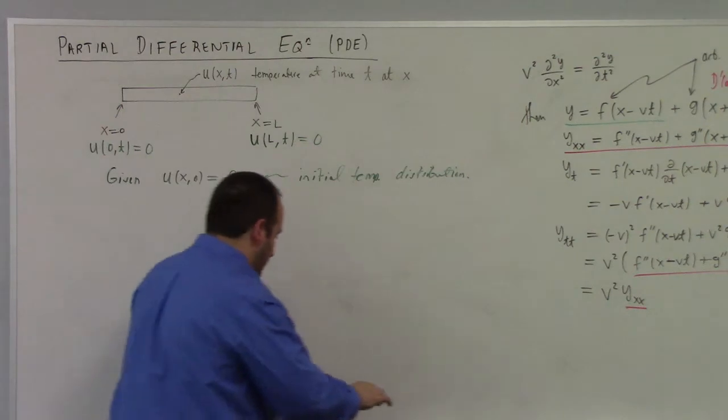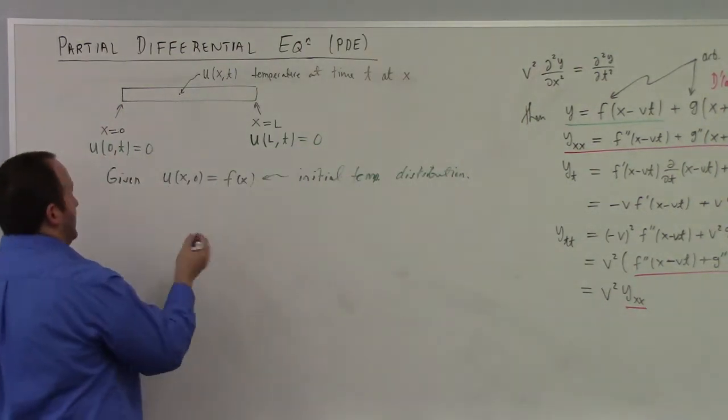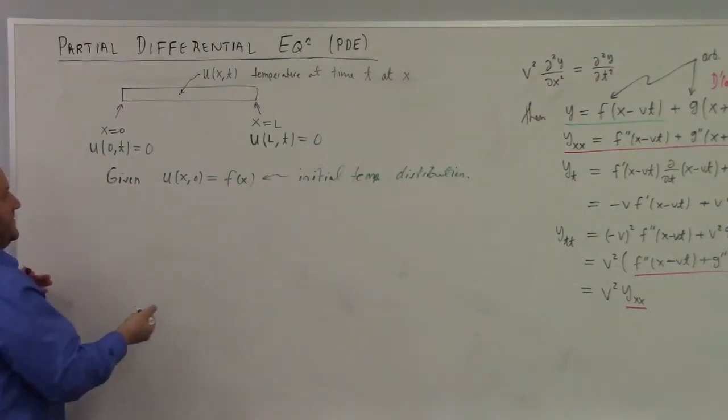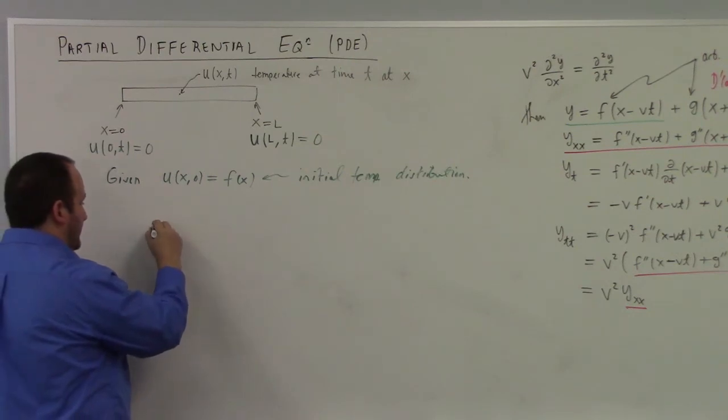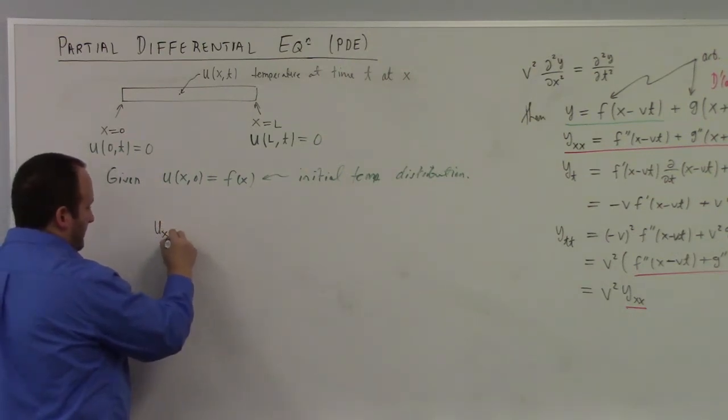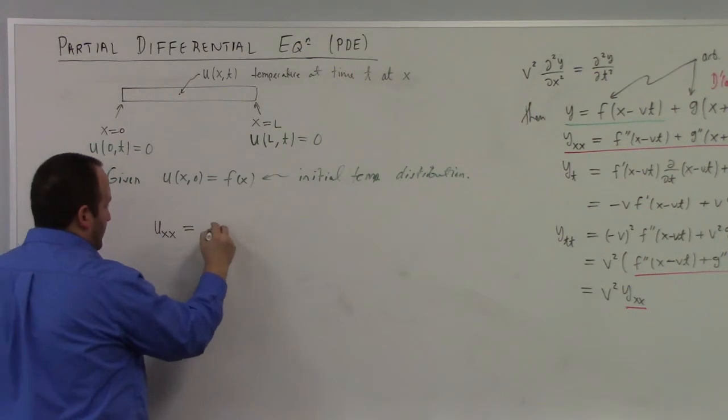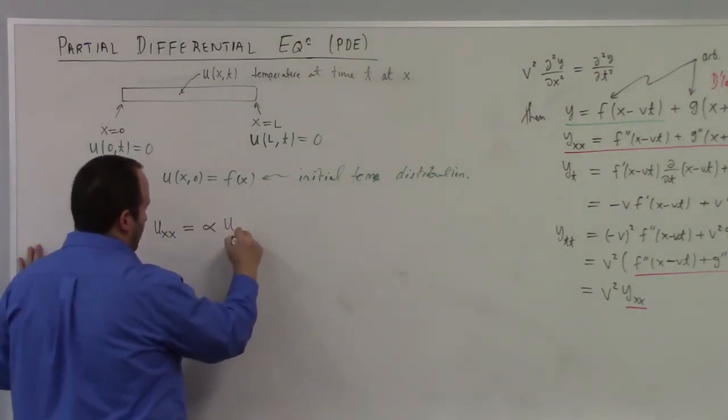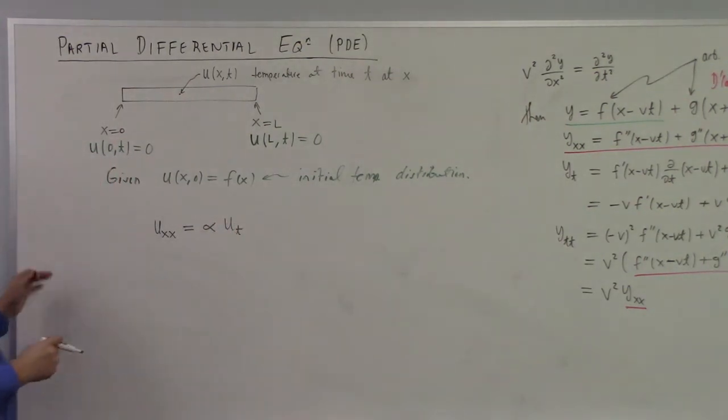So you can derive that the partial differential equation which governs this is the so-called heat equation. And the heat equation looks like this: u_xx equals some constant times u_t. This is the so-called heat equation.